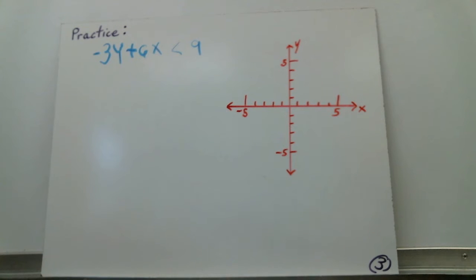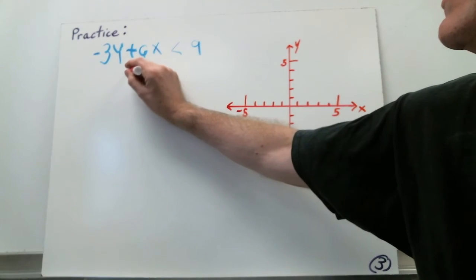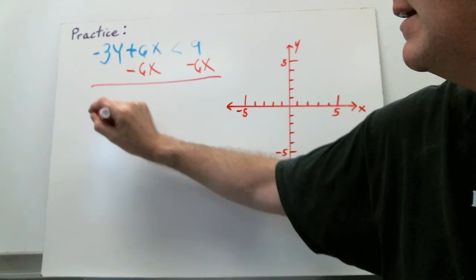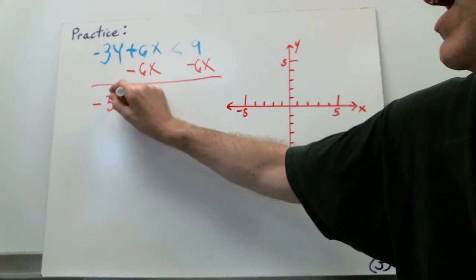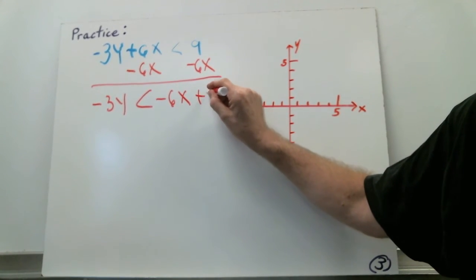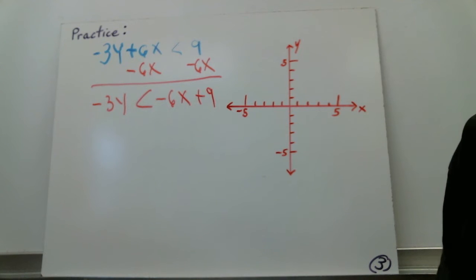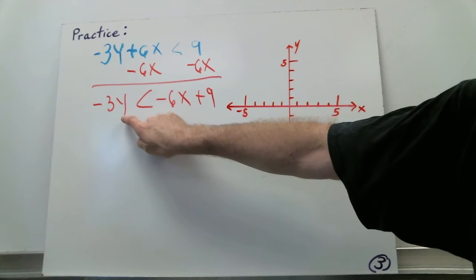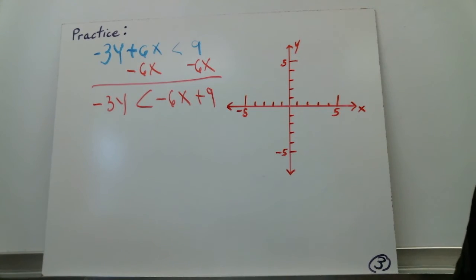Okay, welcome back. Let's solve this inequality. Our first step, we are going to put it in slope-intercept form. So we are going to subtract 6x from this side and subtract 6x from this side. We now have negative 3y is less than negative 6x plus 9. It's in slope-intercept form, but remember, we only want one y in slope-intercept form here. So we're going to have to eliminate this negative 3. Since a 3 next to a y means we're multiplying, we are going to divide.